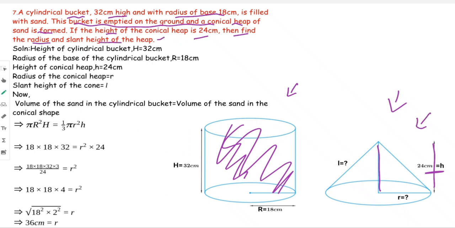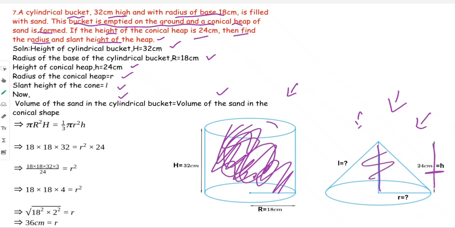All right, so I've written the height of the cylindrical bucket, radius given, height of the conical heap, right? This one they've given to us, radius we're going to find, and even the slant height. So now can we say that the volume of sand in the cylindrical bucket is equal to volume of sand in the conical shape. We can say, right? Because remember, the sand that was taken out from here, which makes the volume, has been turned into this cone, right? Which means the volume will be equal. All right, that's what I'm writing down. That's what we have written down here.